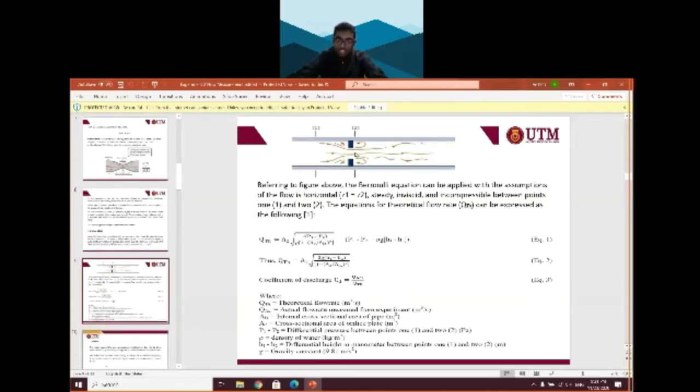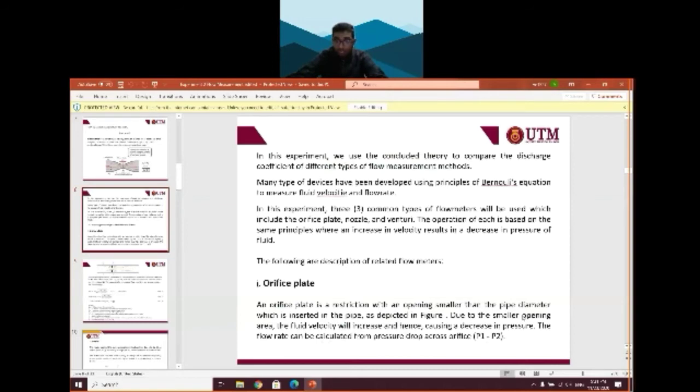As you can see, there's a restriction at point 2, and due to the smaller opening in the area, the fluid velocity will increase, and hence causes a decrease in pressure. The flow rate can be calculated from the pressure drop across the orifice, P1 minus P2.